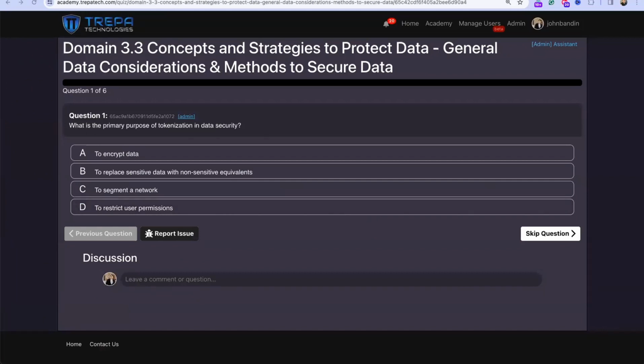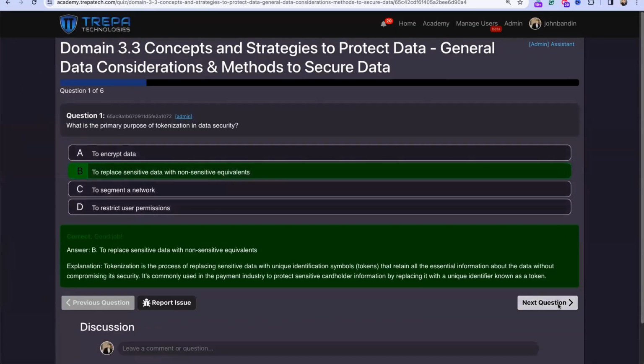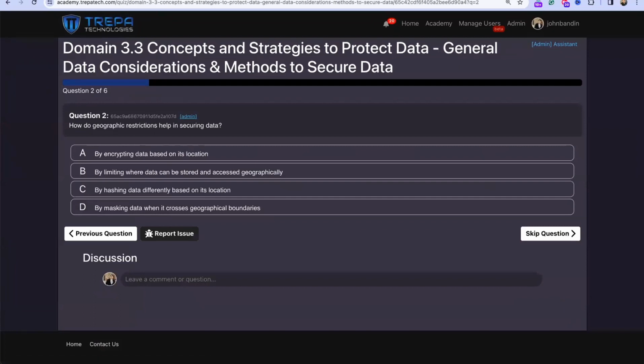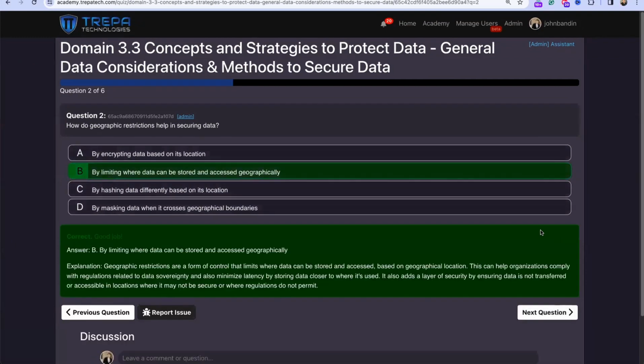Okay, so question 1. What is the primary purpose of tokenization in data security? That's going to be B, to replace sensitive data with non-sensitive equivalents. Question 2, how do geographic restrictions help in securing data? That's also going to be B, by limiting where data can be stored and accessed geographically.